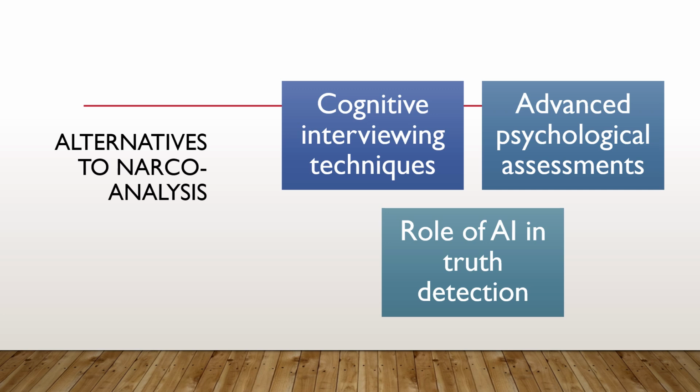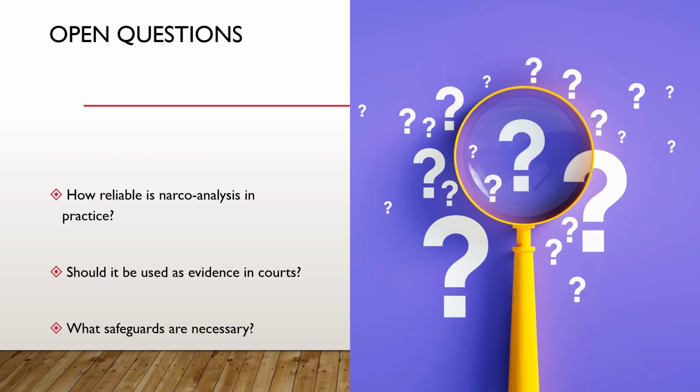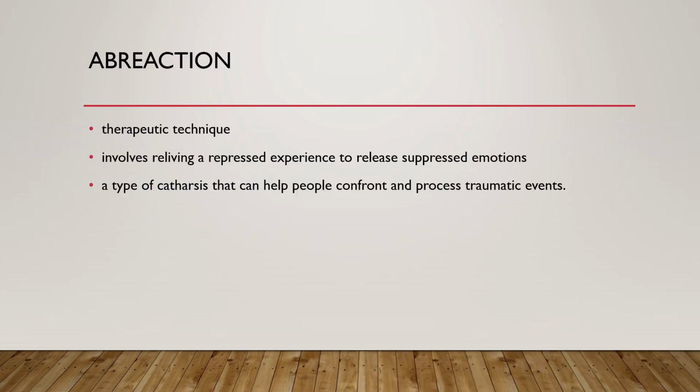Alternatives to narco-analysis are the cognitive interview technique, the role of AI in truth detection, and advanced psychological assessments. The open questions here are: how reliable is narco-analysis? Should it be used as evidence in courts? And what safeguards are necessary? I hope these questions are answered in this presentation.